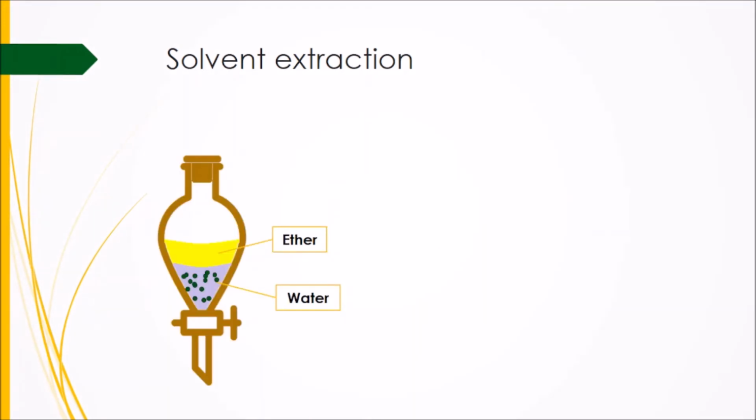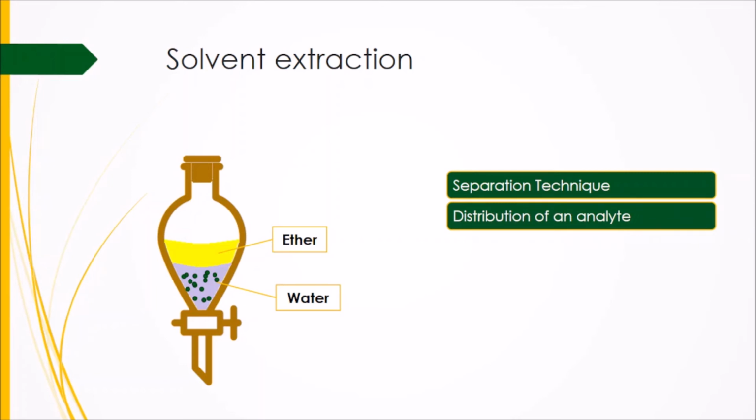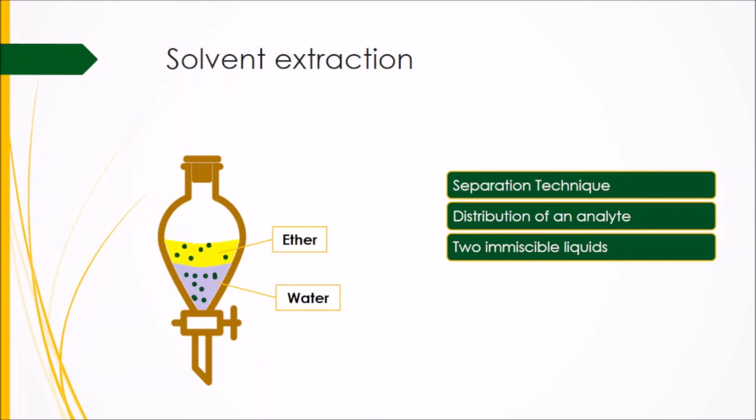Solvent extraction is a separation technique, as we discussed already, and it involves the distribution of an analyte between two immiscible liquids, usually a polar and a non-polar. An example is water, which is polar, and ether, a non-polar liquid.